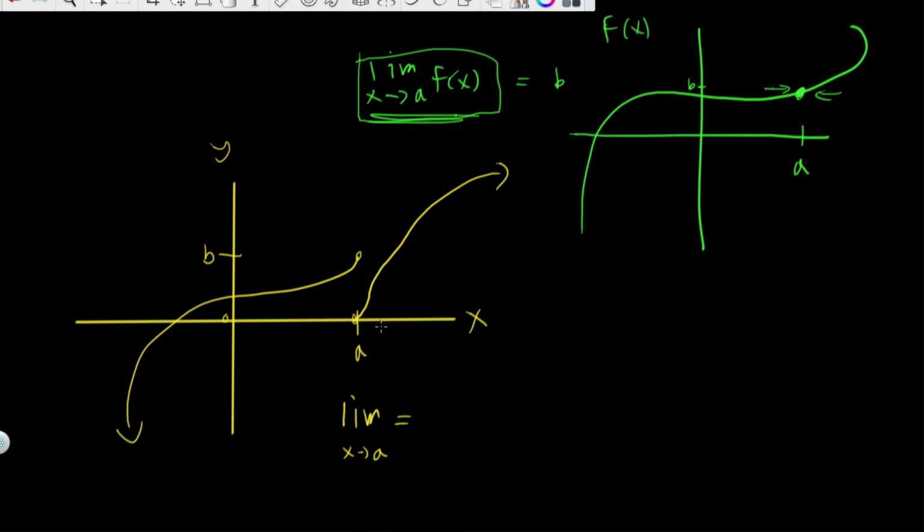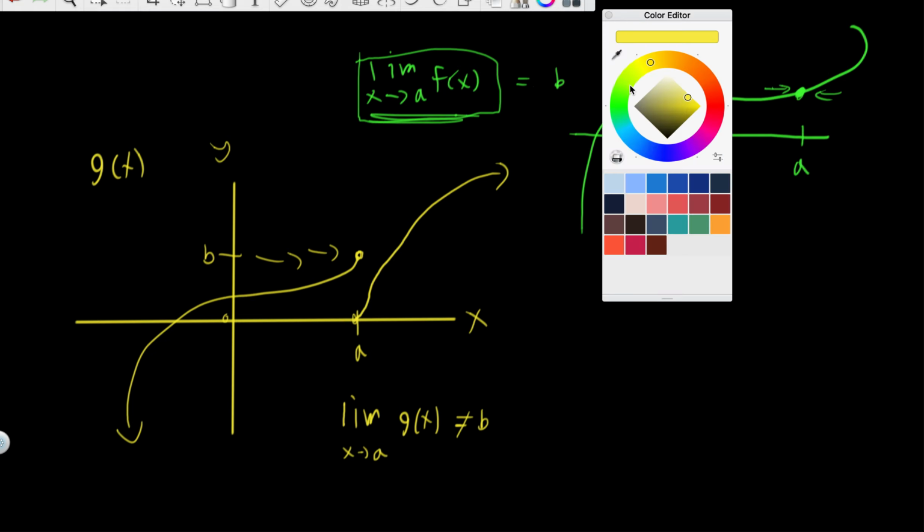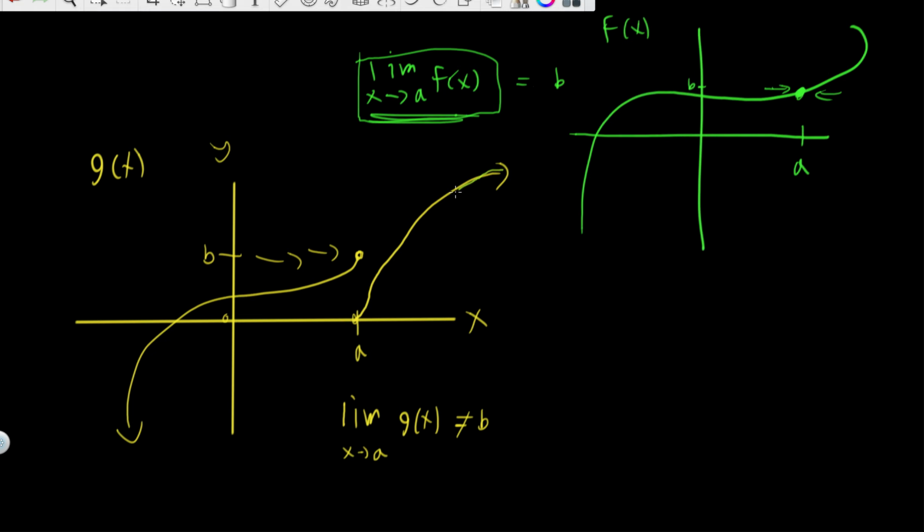Okay, so for this function, we cannot say that the limit as x goes to a is equal to b. Sorry, let's call this function g of x. So the limit as x goes to a of g of x is not equal to b, because if we approach this point from the left side, we notice that we reach b, right? The limit goes to b, so that's true. But as we approach it from the right side, we notice that we actually approach something else, and that something else in this case is 0, right? We approach 0. So, b is not equal to 0.